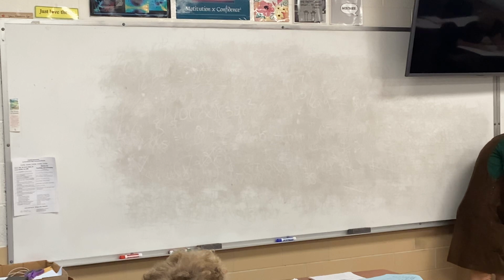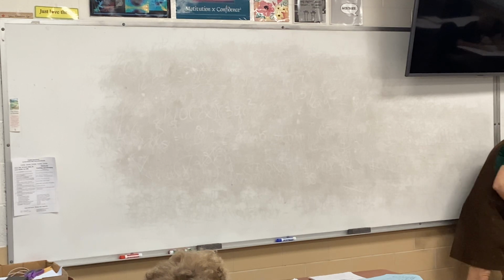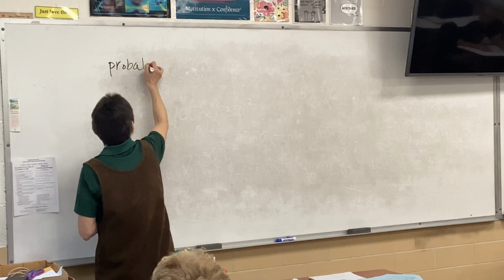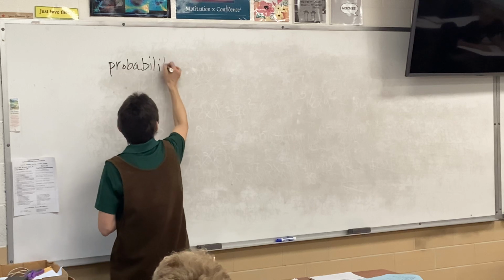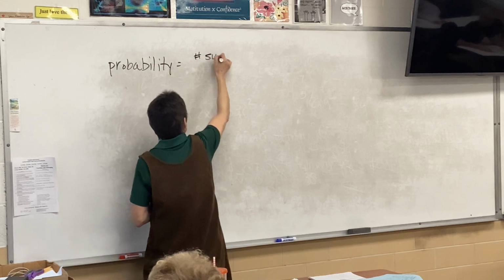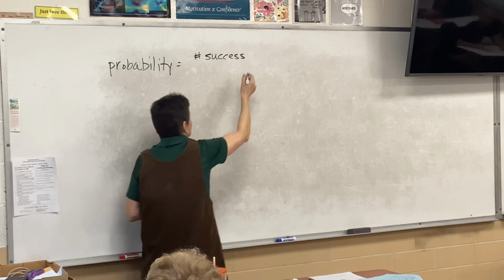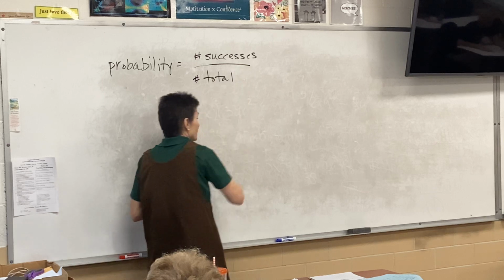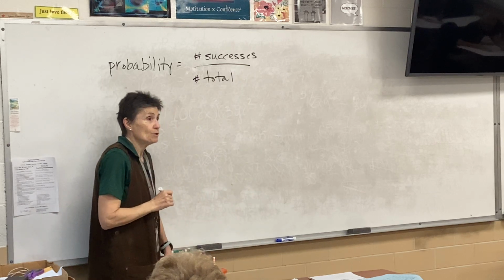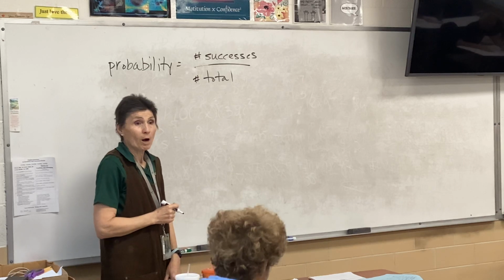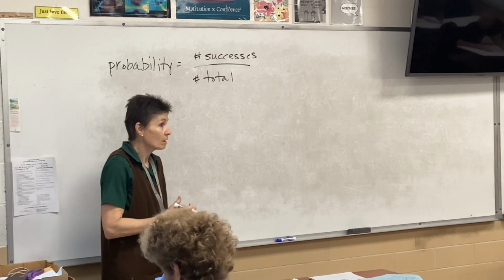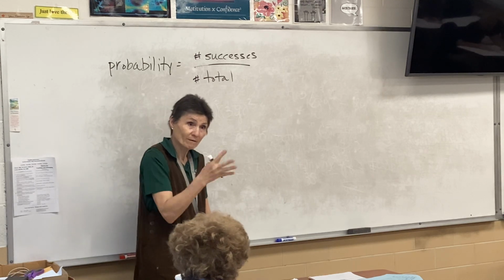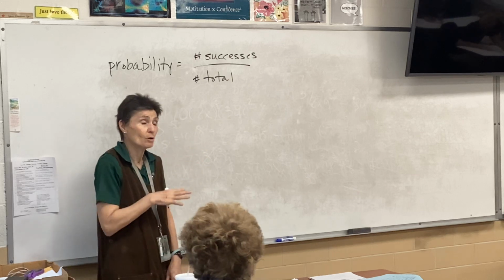the number of successes, number of successful outcomes, over the total. So probability is the number of successes, that is what you want, over the total number. Right? So if you roll a die, the probability of getting a 4 is 1/6, because there's one face with a 4 on it, and there are 6 total faces.